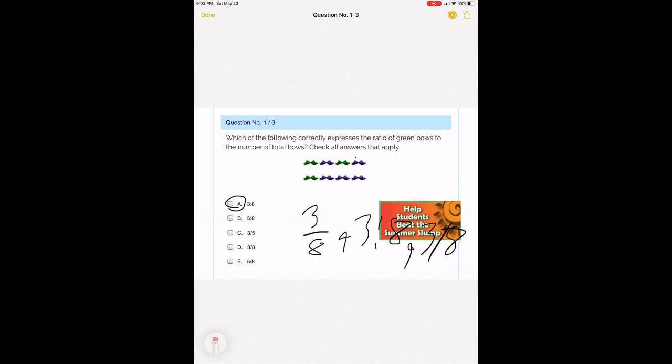Okay, now D. D is 3 slash 8. Now we got the right answer over here, 3 slash 8. 3 slash 8, like I just taught you guys, is equal to 3/8. So it's going to be D, the other answer that applies. Just got it guys for this question. Let's move to the other question.